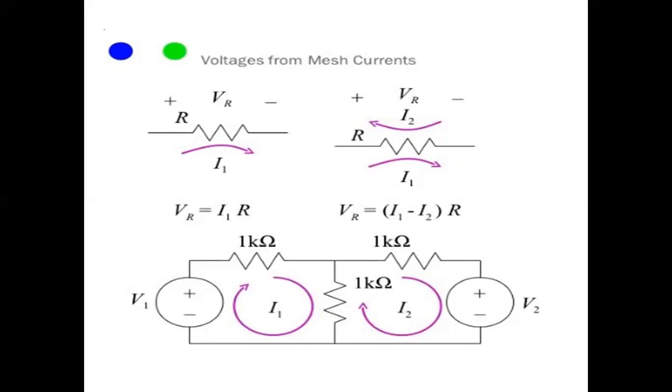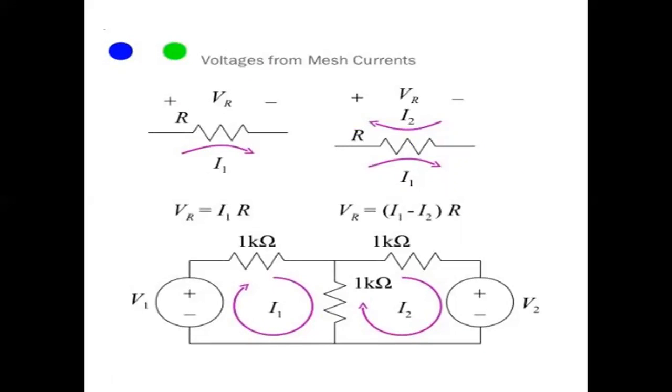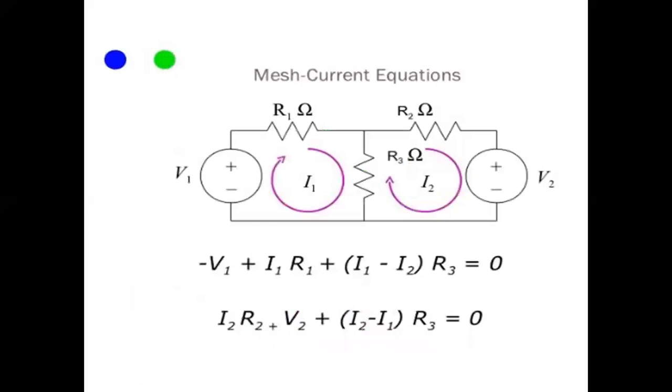So for opposite direction, the VR value is equal to R into I1 minus I2. That means positive to negative, we are considering positive, so it is I1 minus I2. Now go to the same figure, the last slide. Using the below figure, we are going to develop the equation.